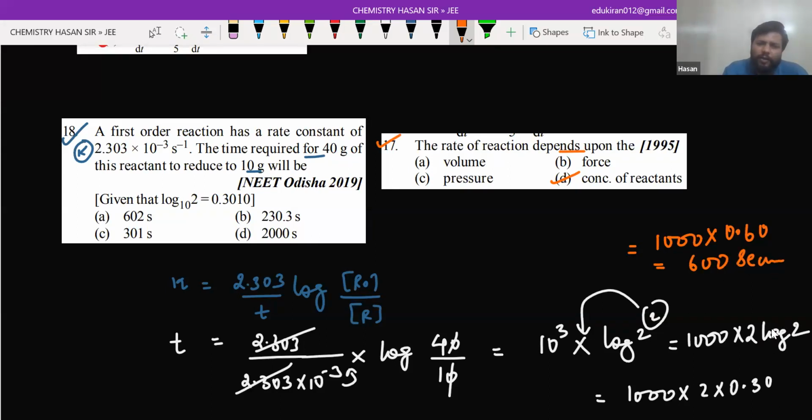Basically, the log 2 value is 0.3010. So when you multiply it, you will get 602 seconds. And according to that, the answer you can see is option A. Is that clear? Shahid? Yes, sir. Please do write it. Let me know when you are done with this.